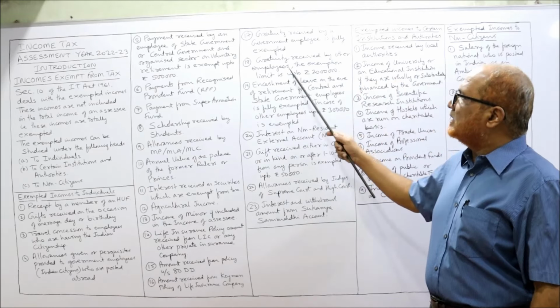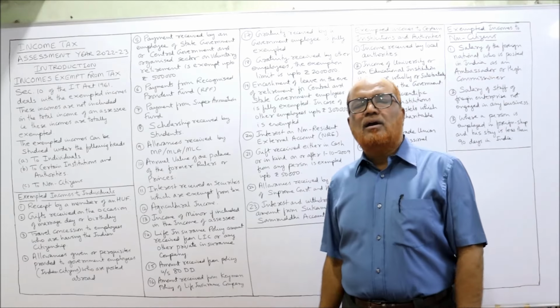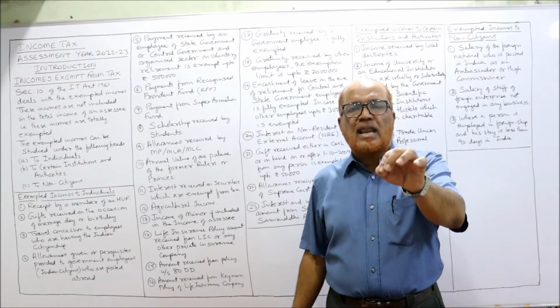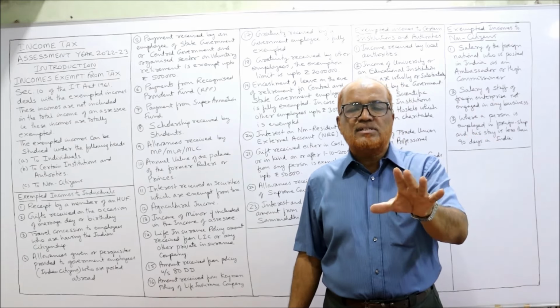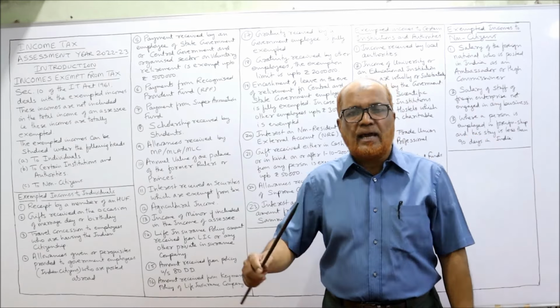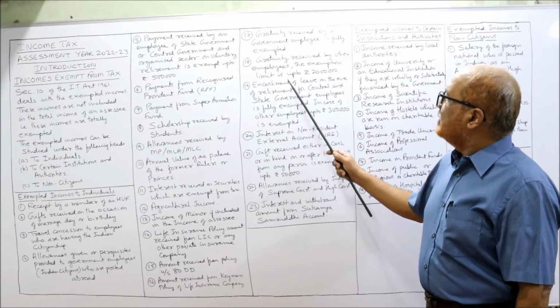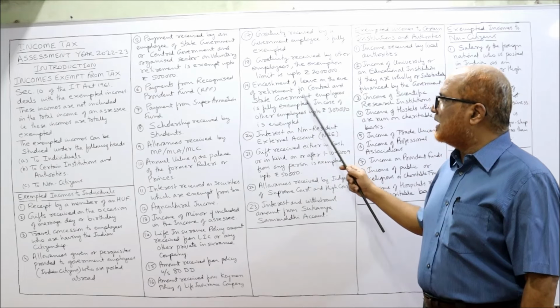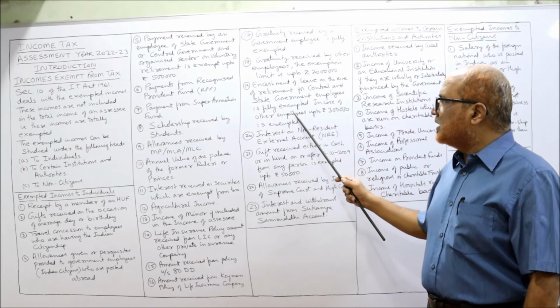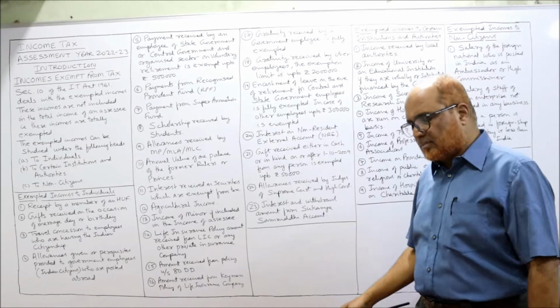Next, gratuity received by other employees, the exemption limit is 20 lakh. For government employees, gratuity received fully exempted. For other employees, gratuity received is exempted up to rupees 20 lakh. Excess will be taxed. Then encashment of leave on the eve of retirement for central and state government is fully exempted. In case of other employees, up to 3 lakh is exempted.